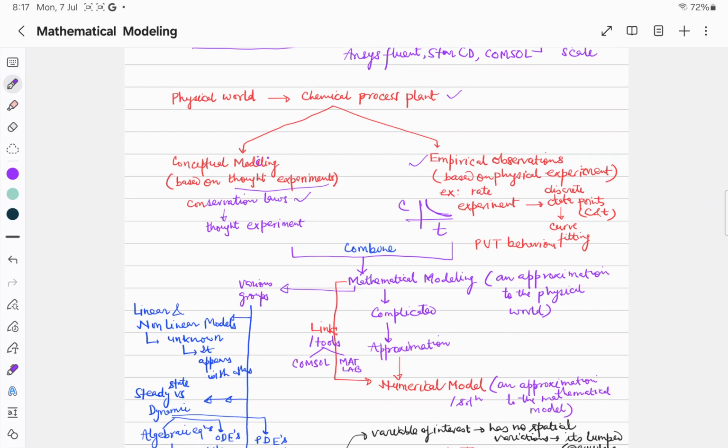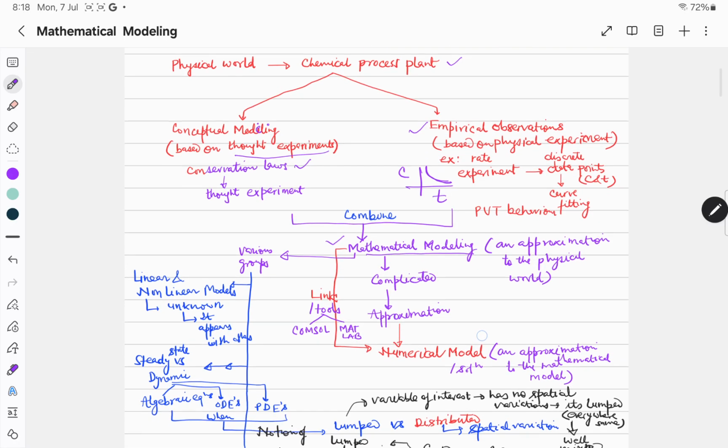Now, you combine both the conservation laws and the empirical observations, and then you get the mathematical model. As you know, the conservation laws are also an approximation, and when you do the experiment you also make some assumptions, so that is also approximate. If you combine them, the mathematical model you get is also approximate. But this is the approximation to the physical world.